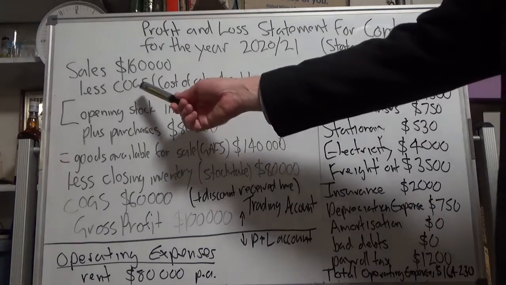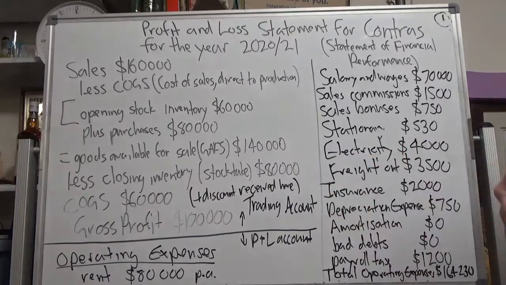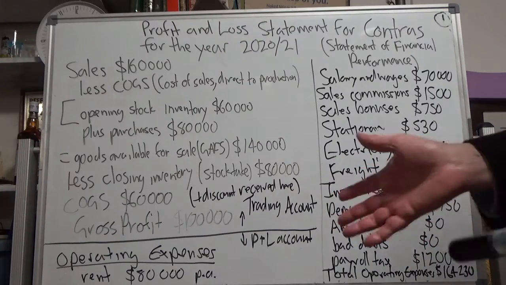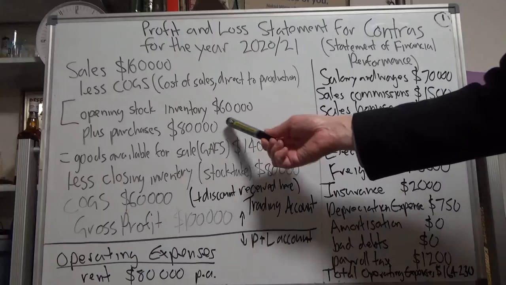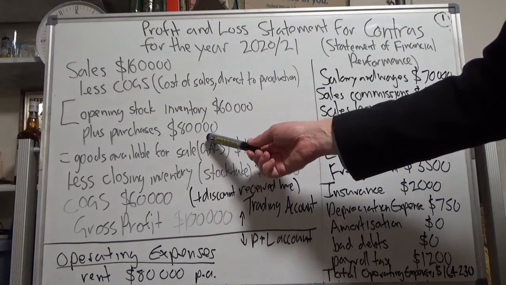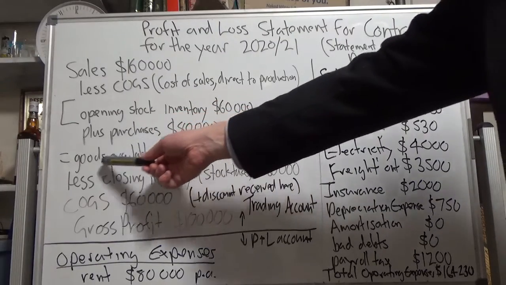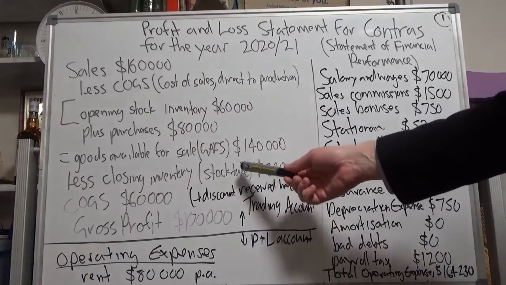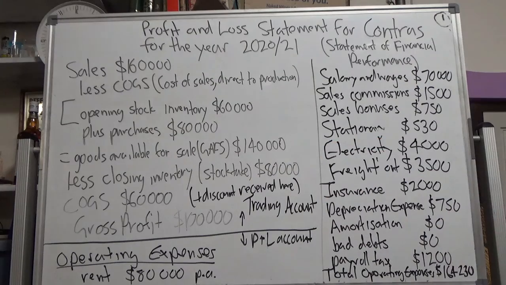So COGS is defined as opening stock. You're dealing with inventory, for example, shoes on a shoe shelf in a shoe shop. Opening inventory of the shoes, 60,000, plus purchases of the shoes, 80,000, gives you opening stock plus purchases, which gives you goods available for sale, GAFS. The total inventory on the store shelf.